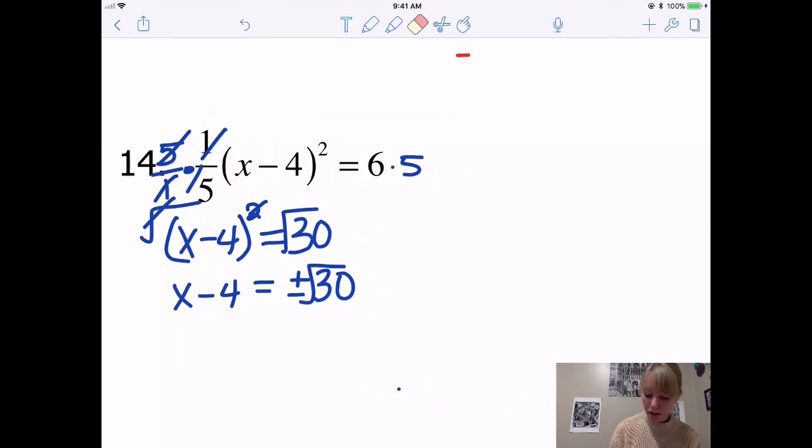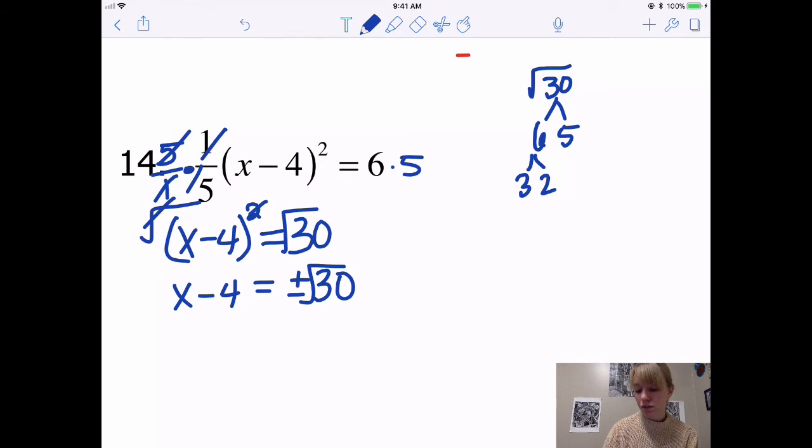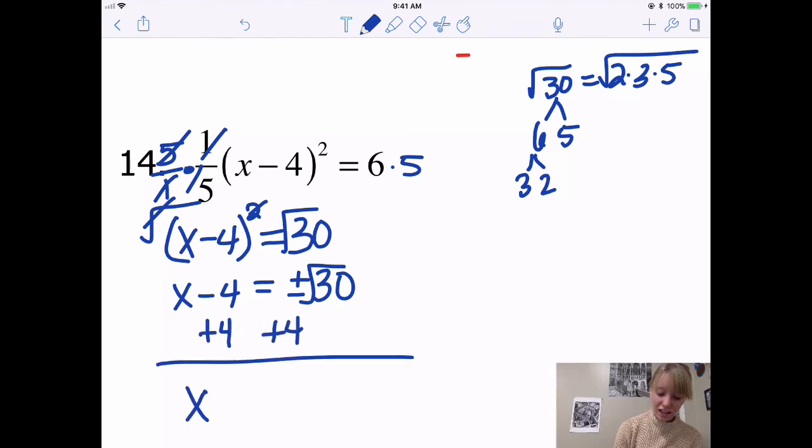Do a little bit of my side work. Square root of 30 breaks down into 6 and 5, 3 and 2. So I've got 2 times 3 times 5. There are no pairs, so I'm just going to leave that square root of 30 as square root of 30. But I should add 4 to both sides. X is equal to 4 plus or minus the square root of 30.